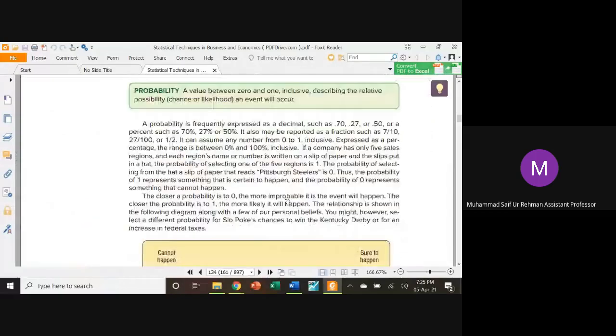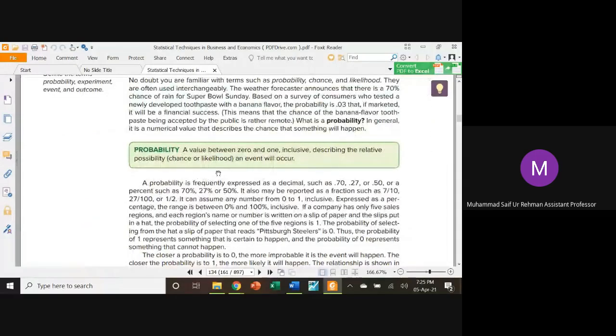In fact, what is probability? Probability is any value that is between 0 and 1. So remember that probability could not exceed 1, and it could not be negative. It could not be less than 0, and it could not be more than 1. It may be 0, it may be 1, or it may be any value in between 0 and 1.